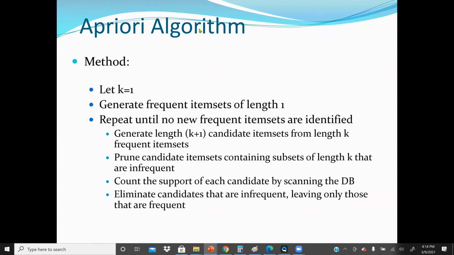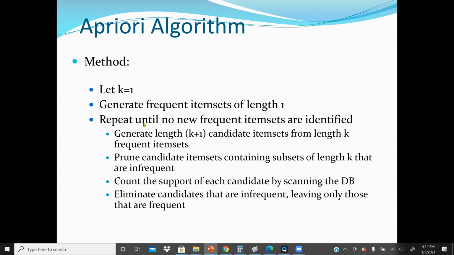So that's the Apriori algorithm. As we saw in the example, the first thing we have to start with is 1-item sets. So we let k equal 1. Then we generate the frequent item sets of length 1, which is what we did. The items that didn't meet the minimum support threshold, which means they're not frequent, we remove. Then we move on, increase k to 2.